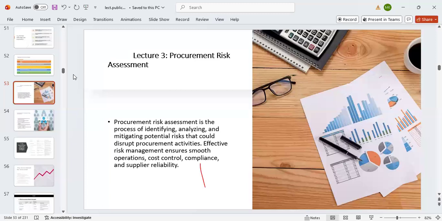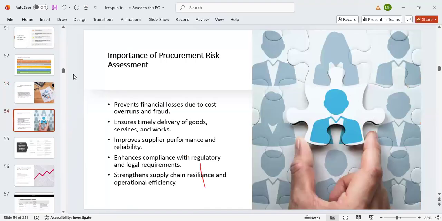Okay, sir. Under this particular topic, risk is uncertainty that has a likelihood of impacting your procurement activities. So there's a need for you to identify the risks, analyze the risks, and mitigate the risks that will occur or that disrupt your procurement activities. If you're able to do that, it will help you control costs and comply with the necessary requirements. There are several importances of procurement risk assessment. It prevents financial loss due to cost overrun and fraud. It also ensures timely delivery of goods, services, and works.